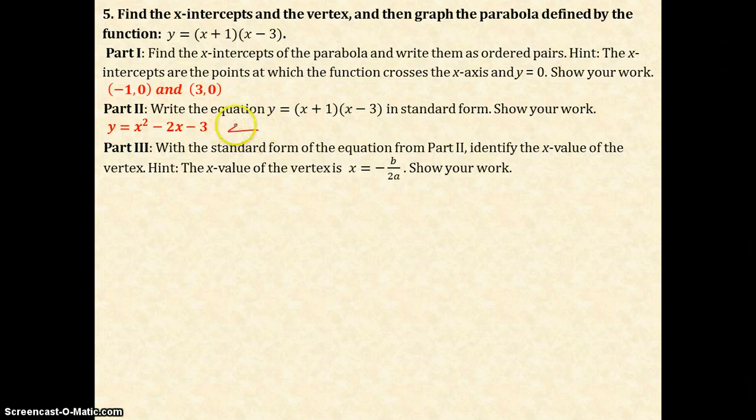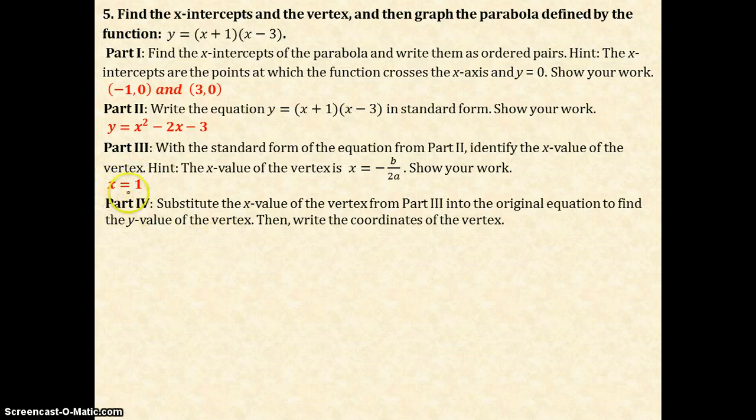So now, using the standard form, we are going to identify the x value of the vertex. So the x value of the vertex is x equals negative b over 2a. So negative b is negative 2. And a is 1, so 2 times 1 is 2. So now it's negative, and then negative 2 over 2 is negative 1. So negative of negative 1 is positive 1.